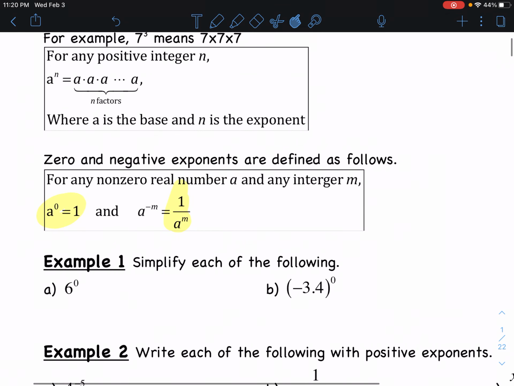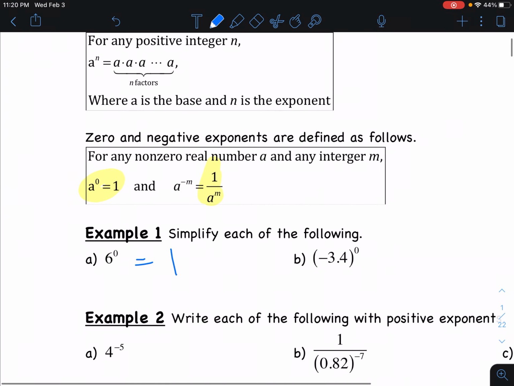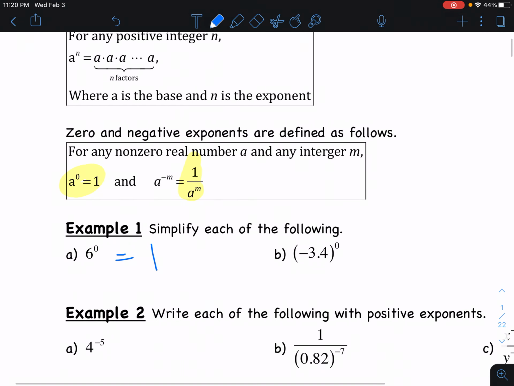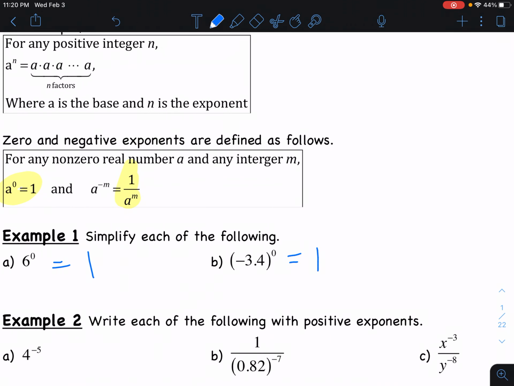Okay, so let's do some examples on what we just learned with the properties. So 6 to the power of 0 is 1. Letter B, negative 3/4 to the power of 0 is 1. Now, I do want to do an additional example on the side. What if we had a negative 3/4 to the power of 0?